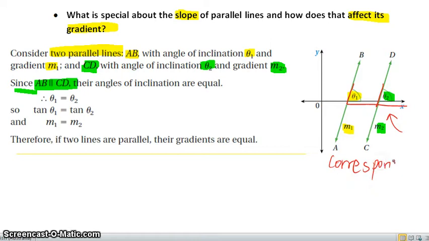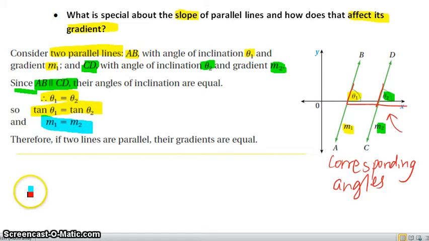Remember, from geometry, corresponding angles on parallel lines are equal, and the converse: if there are equal corresponding angles, then the lines must be parallel. So the two angles are equal, θ1 equals θ2. Also, m equals tan θ, so tan θ1 is tan θ2, which tells us the gradients are equal. So what is special about the slope of parallel lines? If the lines are parallel, their gradients are equal. That's really important, so write that down.